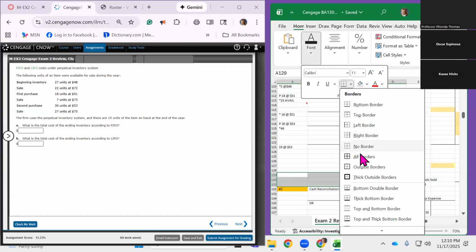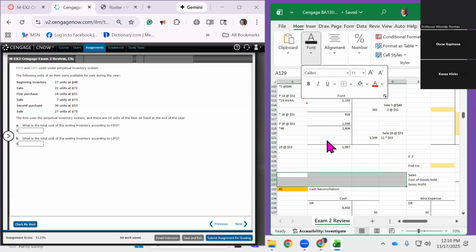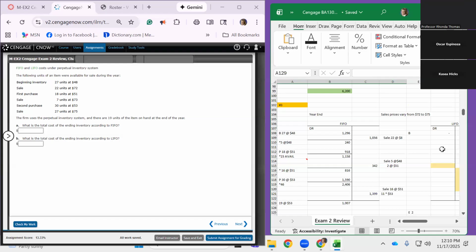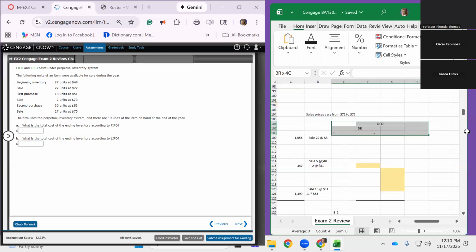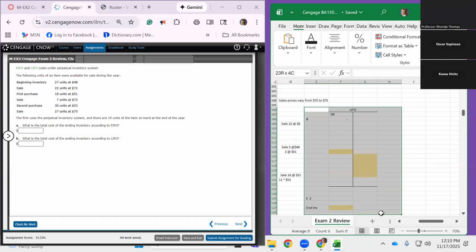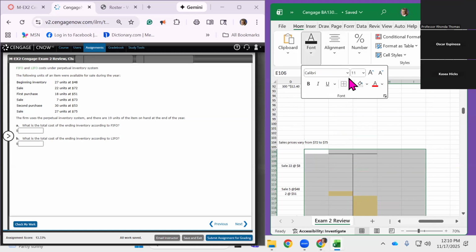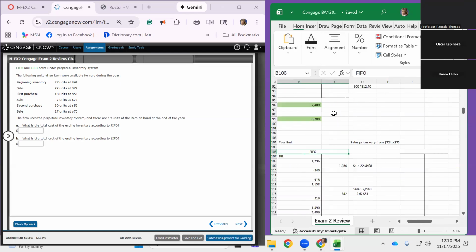Okay, so there's our first one. Now we'll make this next one easier. I just wanted to show you how this would look. I am going to get rid of this, and I'm just going to copy and put it in there. All right, let's get rid of this. Okay, so let's do LIFO now.